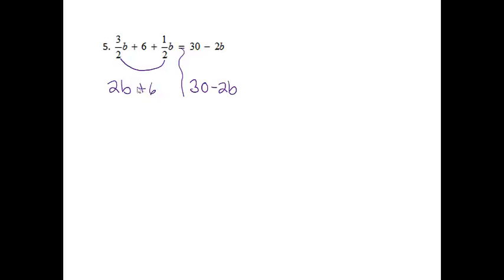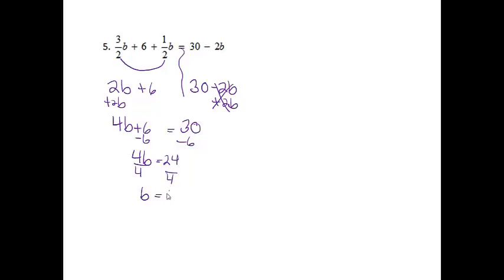All right, now that we have b's on both sides, we need to get them together. So to get rid of the minus 2b on the right side, we'll do plus 2b to both sides. So now we'll have 4b plus 6 equals, those b's are gone, I still have equals 30. And then from here, we are going to subtract 6 from both sides. So I will get 4b equals 24. And then we'll divide both sides by 4. b will end up equaling 6.